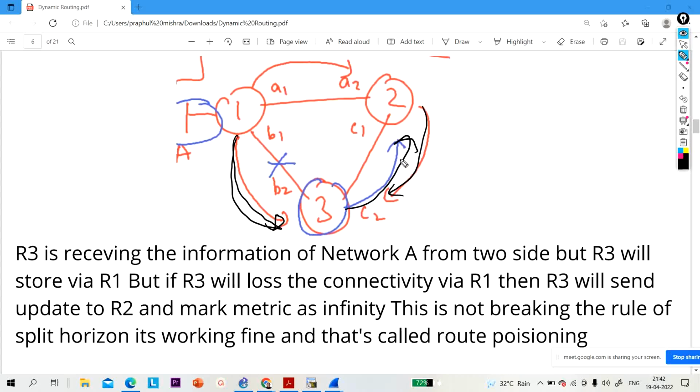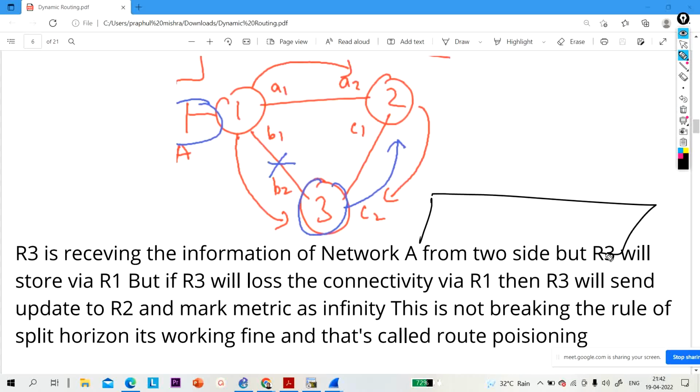So R3 is receiving the information of the network from two sides, but R3 will store it via R1. How will R3 store network A in its routing table? Via R1 or via R2? Via R1, because from this side the metric is less, right? The metric is less. So from the two sides R3 will store it via R1.